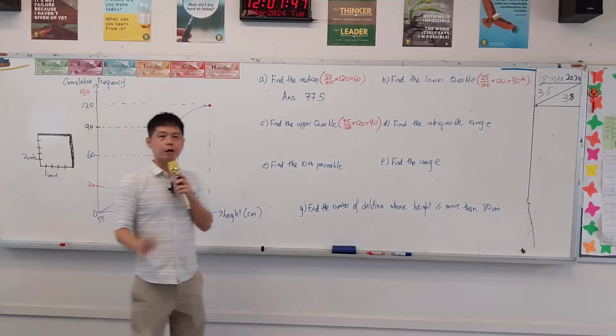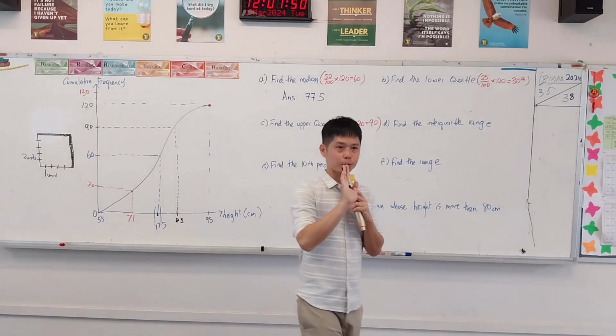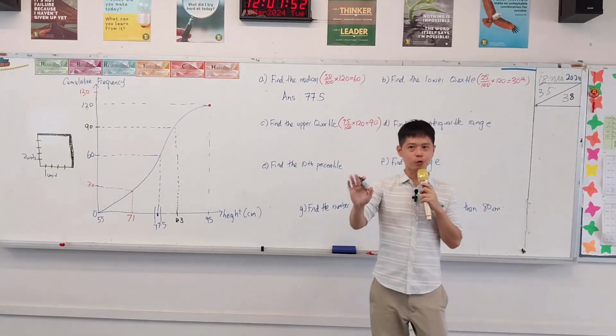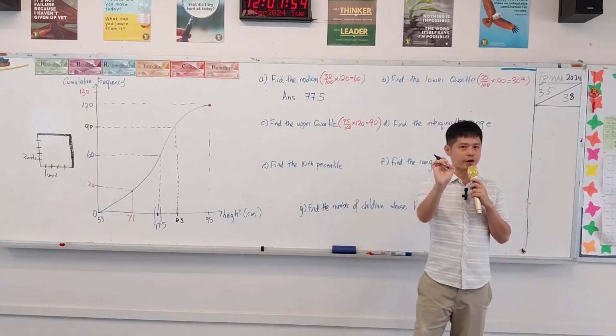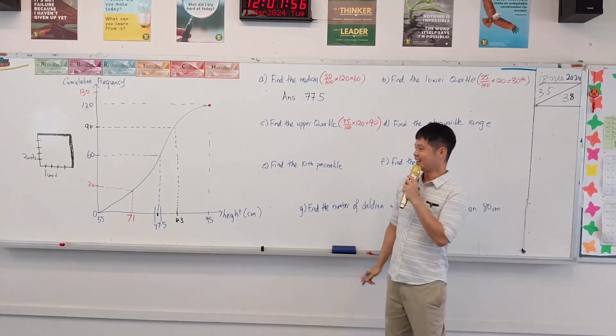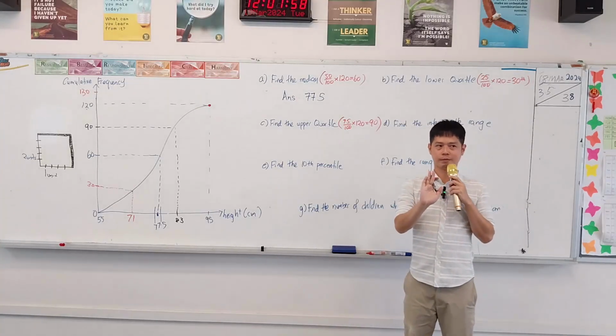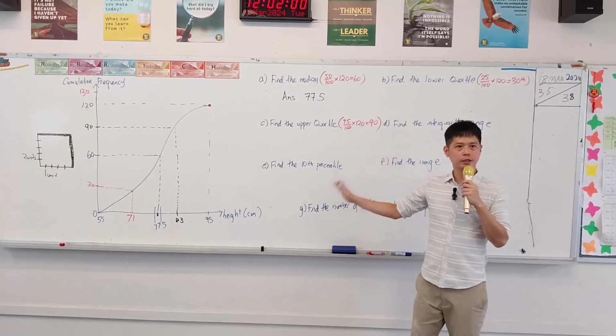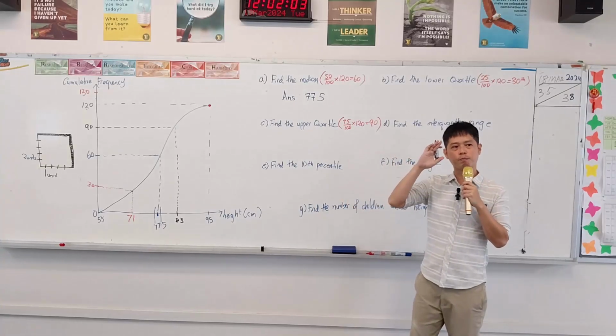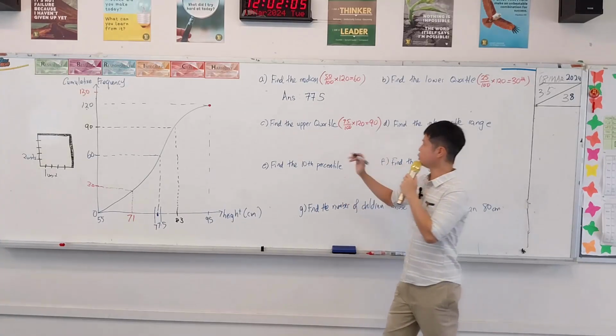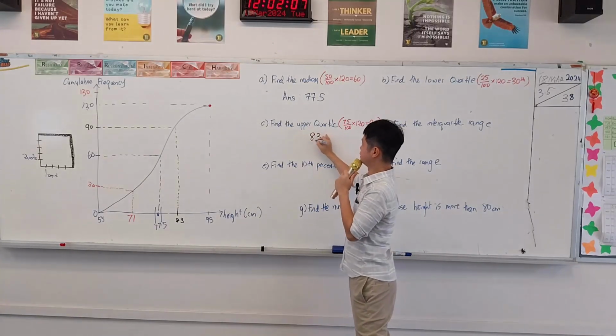83. Now, you cannot put 82, cannot put 84. I'm still okay with 82.5 because it's a very minimal difference. 83.5, I'm still okay with it. But for this topic, there is no plus one, minus one. So the answer is 83.